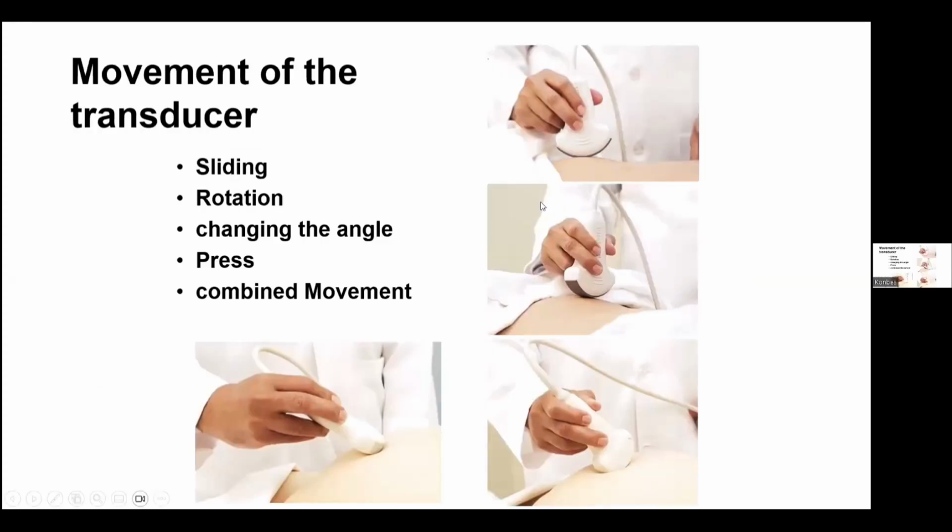What is important? Most of us try to take the transducer and look for the image, but we have to make the image. There are some ideas: we use our transducer for sliding, rotation, changing the angle, pressing a little bit more but not too much, and combining all these movements. This is important to make a good image during the ultrasound examination.